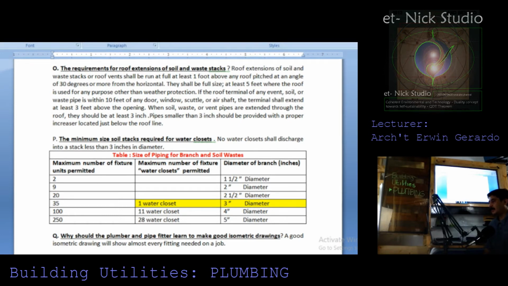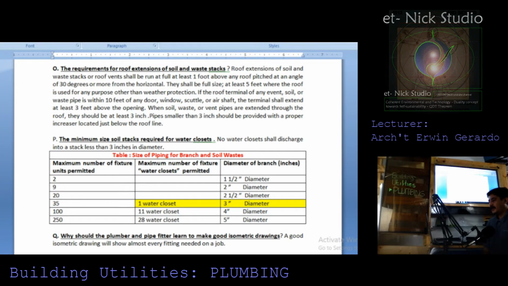When soil, waste, or vent pipes are extended through the roof, they should be at least 3-inch. Pipes smaller than 3-inch should be provided with a proper increaser located just below the roof line.